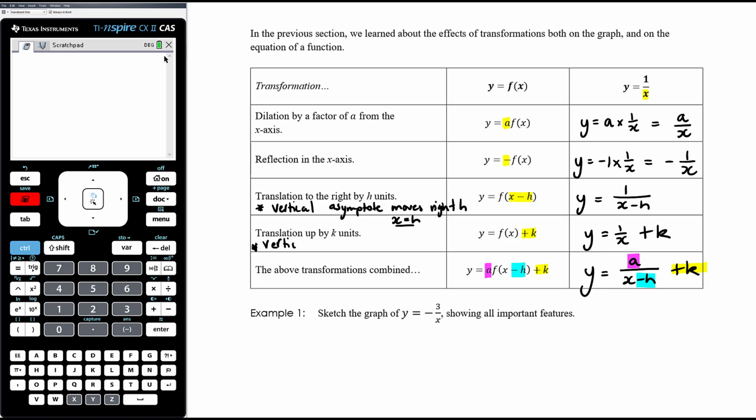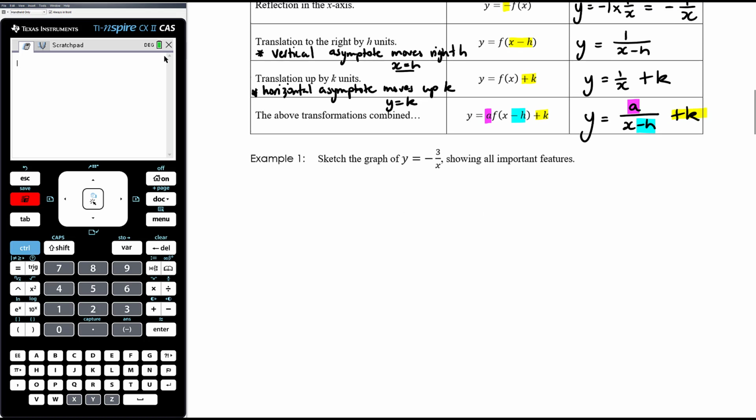If we translate up or down, the horizontal asymptote moves up by k, and so its equation now becomes y equals k. So you want to think about, in order to draw the hyperbola, the asymptotes are essential structure for the shape. You must draw them in first, and then you can draw your shape around it.